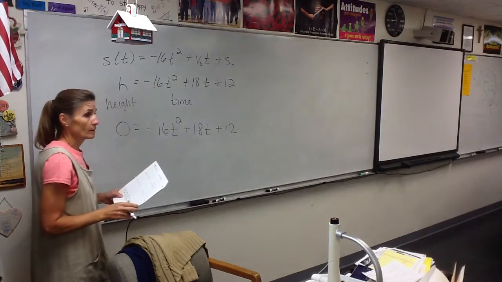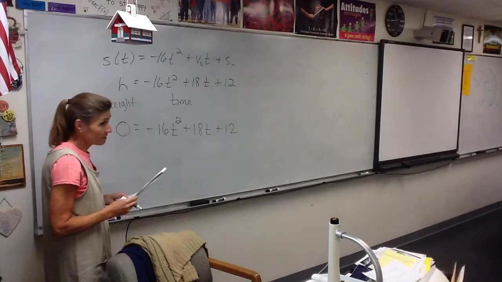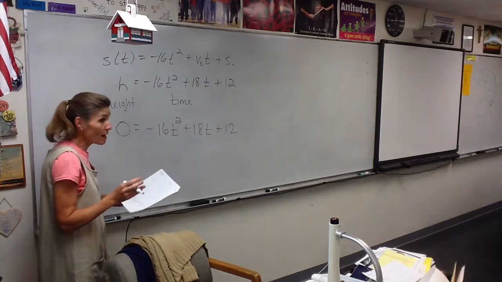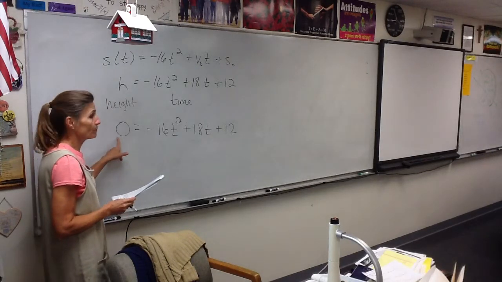Will it sometimes be different than 0, or will it always be 0? Katie, if it's on the ground, how high will it be? Yes, it's going to be 0. Now, it's not always going to be on the ground, but if it's on the ground, its height is 0.